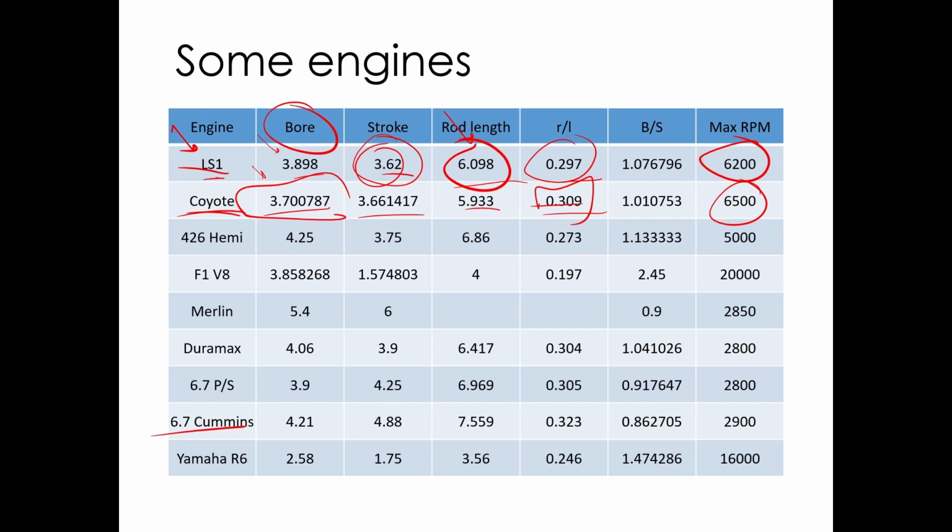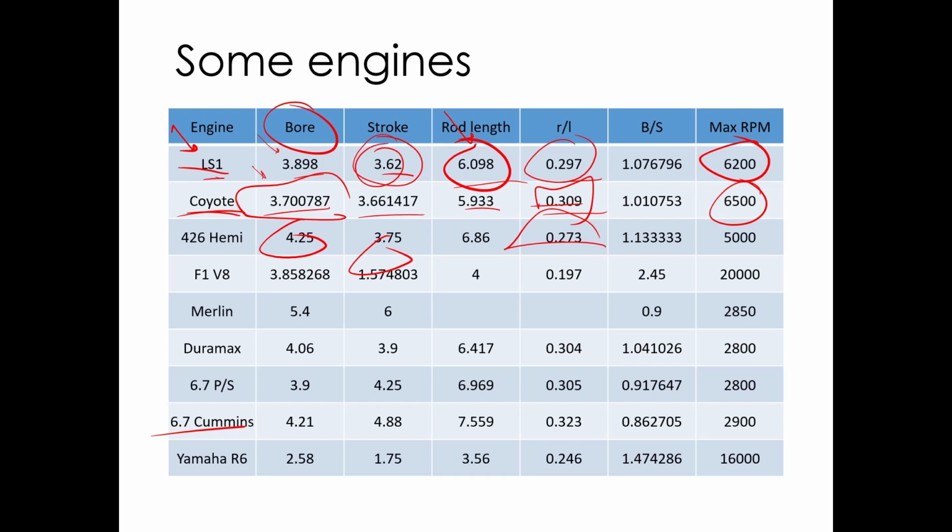The old school 426 Hemi had a nice R over L. These things will spin for big engines, right? The bore is big, but the stroke isn't that huge. So these things can actually spin high RPM. As long as the components can withstand it and the valve train has stability, they can spin pretty high RPM and make a ton of power. Nothing wrong with that at all.